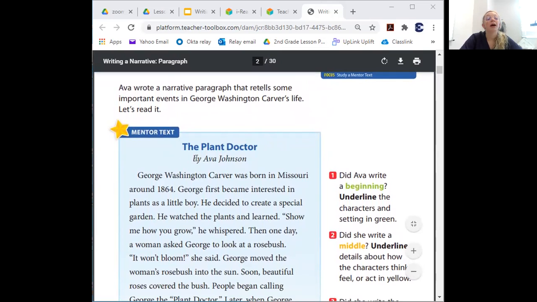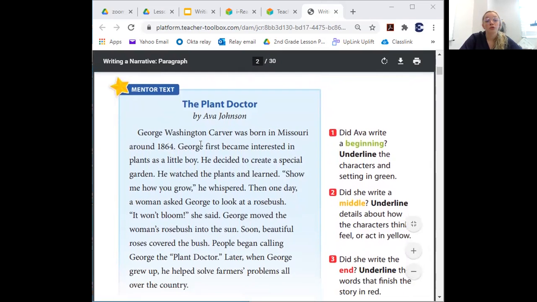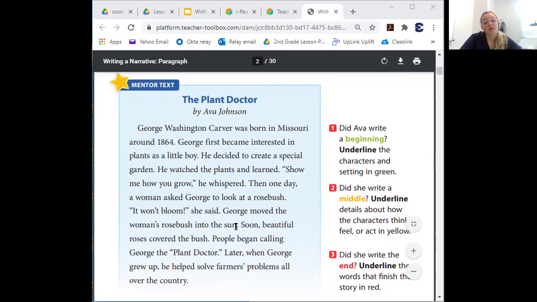The Plant Doctor by Ava Johnson. George Washington Carver was born in Missouri around 1864. George first became interested in plants as a little boy. He decided to create a special garden. He watched the plants and learned. "Show me how you grow," he whispered. Then one day, a woman asked George to look at a rose bush. "It won't bloom," she said. George moved the woman's rose bush into the sun. Soon, beautiful roses covered the bush. People began calling George the Plant Doctor.